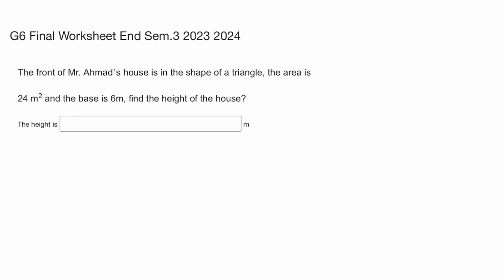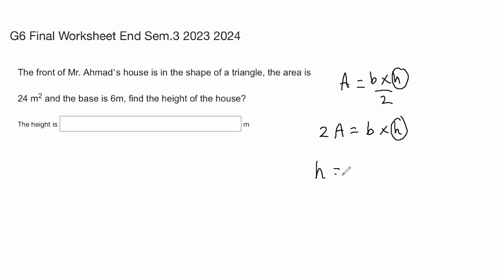The front of Mr. Ahmed's house is in the shape of a triangle. The area is 24 square meters and the base is 6 meters. Find the height of the house. Area of triangle equals base times height divided by 2. But we need to find height. So we need to make height alone. To undo dividing by 2, we'll multiply both sides by 2. So 2 times area equals base times height. Still we need to find height alone. So to undo multiplying by base, we'll divide by base on both sides.